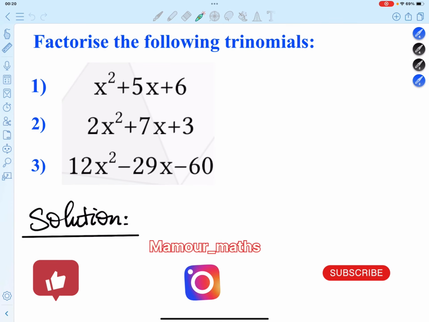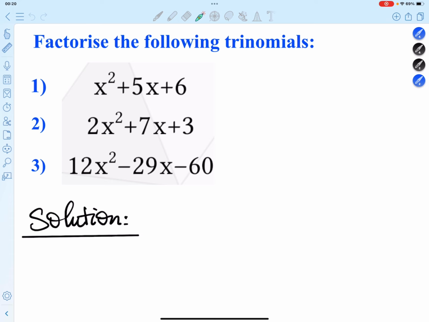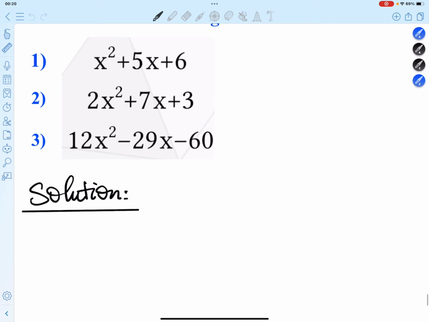Hi everyone. So in today's video I'm going to show you how you can factorize quadratics. Here we have three trinomials, and as you can see each one of them is in the form ax squared plus bx plus c. So let's start with the first one. The first one is x squared plus 5x plus 6.